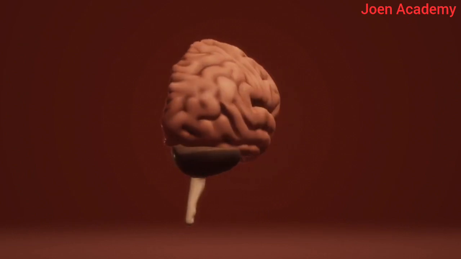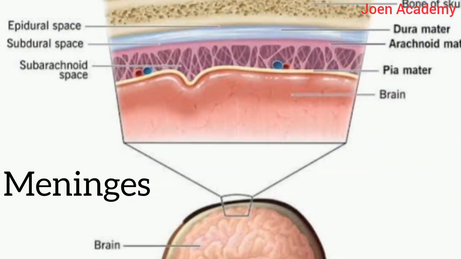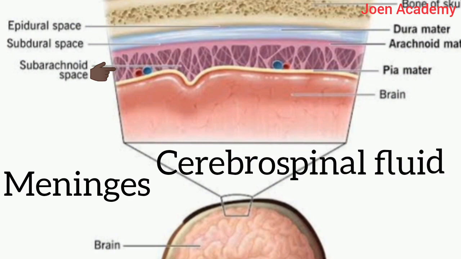There are important structures that surround the brain and the spinal cord. These important structures are the meninges. There are actually three layers of these meninges. We have the outermost layer, which is known as the dura mater. We have the middle layer that is called the arachnoid mater, and the innermost layer, which is known as the pia mater. There is a space between the arachnoid mater and the pia mater, and this space is known as the subarachnoid space.